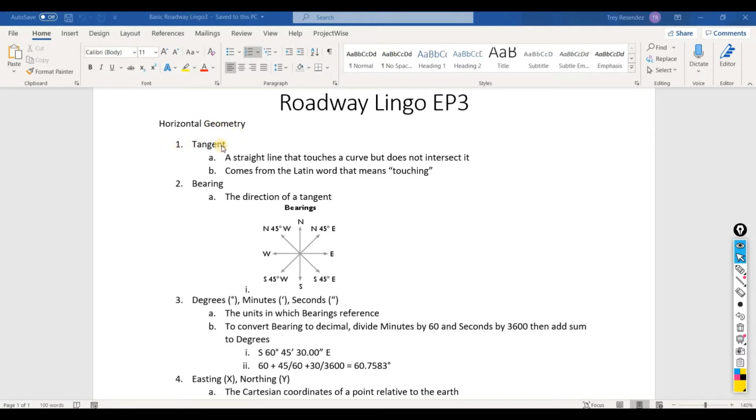So if we look at our number 1 here, tangent. A tangent is just a straight line that touches a curve but does not intersect. And this word comes from the Latin word that means touching. So I'm going to come here and draw and show you a little example of what exactly a tangent is. So I'm going to draw a circle here.